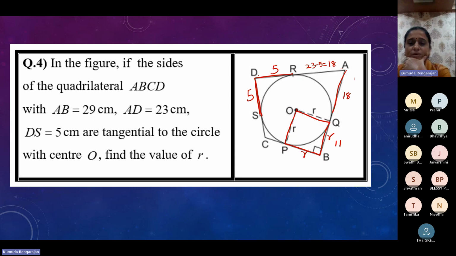And DS is equal to DR because tangents from the external point D to the circle are equal. Similarly, AR is equal to AQ because they are tangents from the same external point A.